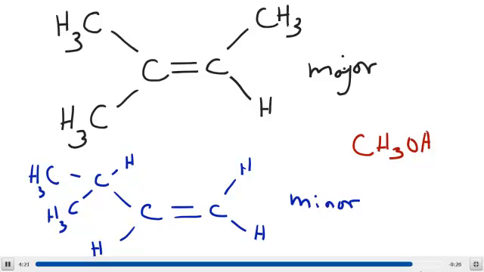And I know which one's major and which one's minor by the type of base I am using. If I am using a strong non-bulky base, I tend to favor the more substituted alkene like I've shown here. If I wanted the minor product to be the major product, I'd be needing to use a strong bulky base, something like tert-butoxide, to make this happen.